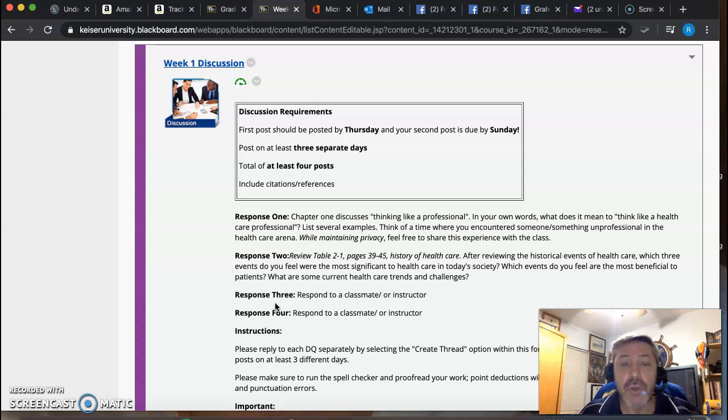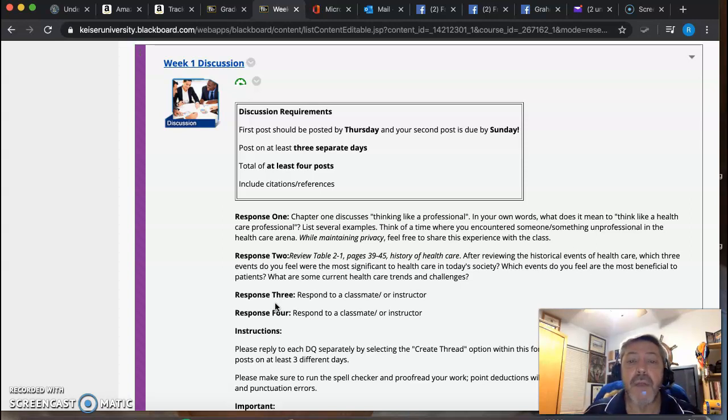And then I need 3 examples of thinking like a healthcare professional. Then tell me how you plan to incorporate that into your professional lifestyle. And then think of a time where you encountered someone or something that was unprofessional in nature in the healthcare arena, and tell me about that issue, and maybe how thinking like a healthcare professional may have made this encounter a totally different type of encounter.